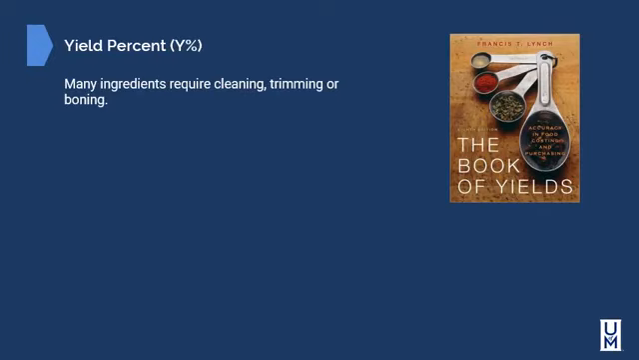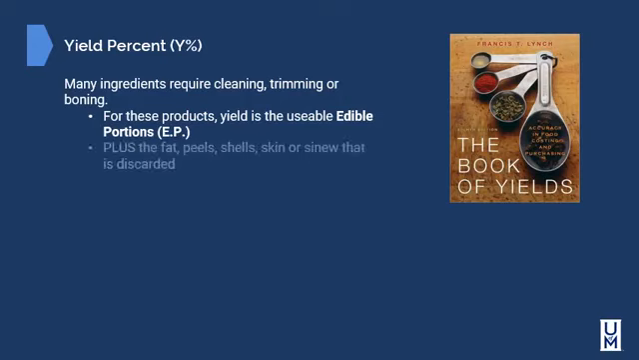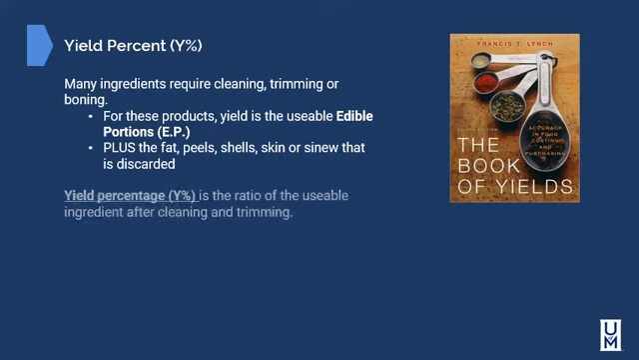Let's talk about yield percent. Many ingredients require cleaning, trimming, or boning. For these products, yield is the usable edible portion, or EP, plus the fat, shells, skin, or sinew that's discarded. Yield percentage is the ratio of the usable ingredient after cleaning and trimming.